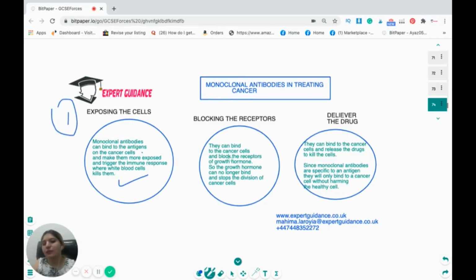Second thing is they can bind to the cancer cell and block the receptors of the growth hormone. So the growth hormone can no longer bind and stop the division of cancer cell, and the cancer cell can stop there. So they can block the receptors.